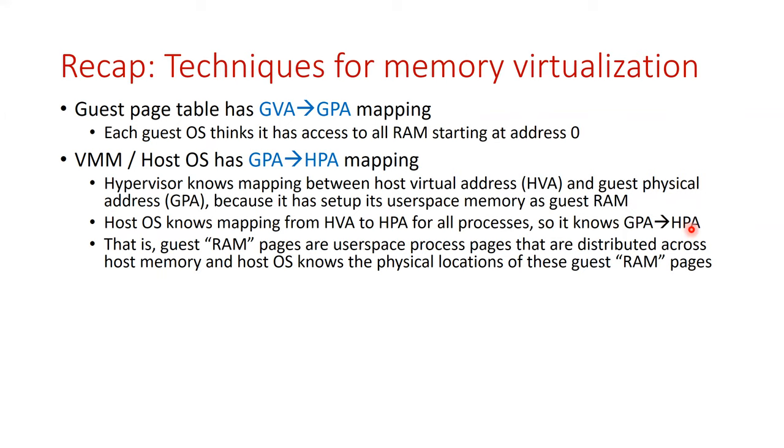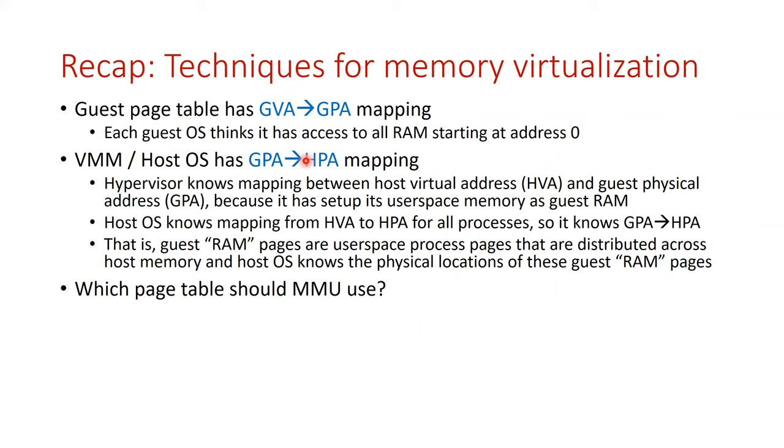In other words, the guest RAM is actually user space process memory in the host, and it is distributed across the host physical address space. Therefore, the host OS knows that what the guest thinks is address zero is actually something else in the machine physical address space. Okay, so you have these two mappings. We will call them the guest page table and the host page table. This is not really a page table, but we will use the word page table or host page map to refer to this mapping. So now, which should the MMU use to translate? The MMU looks up the CR3. What should the CR3 point to?